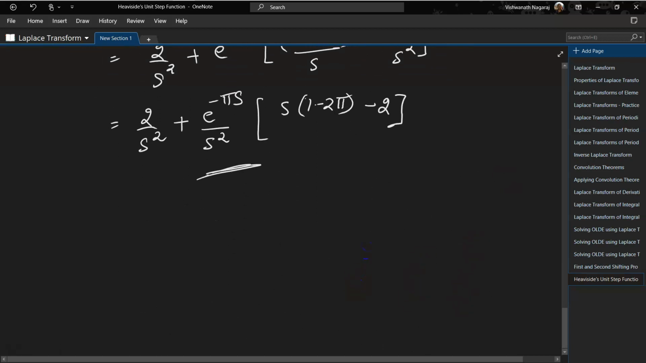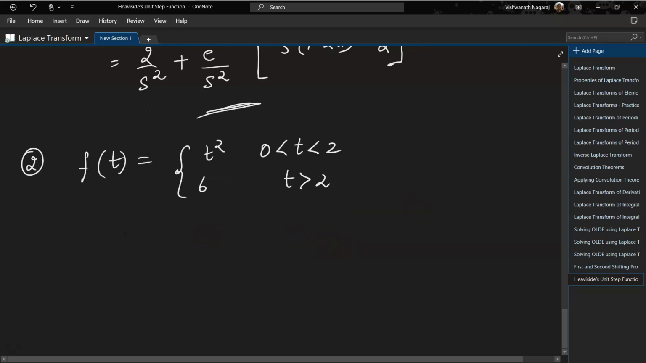Let's do one more just to make sure that we are clear about what is happening. So f(t) is equal to t² when t is between 0 and 2, and 6 when t is greater than 2. Now we have to pick a unit function. Now how do we pick it? Take any function g. Ultimately it's just a different letter other than f. t minus whatever is the boundary.